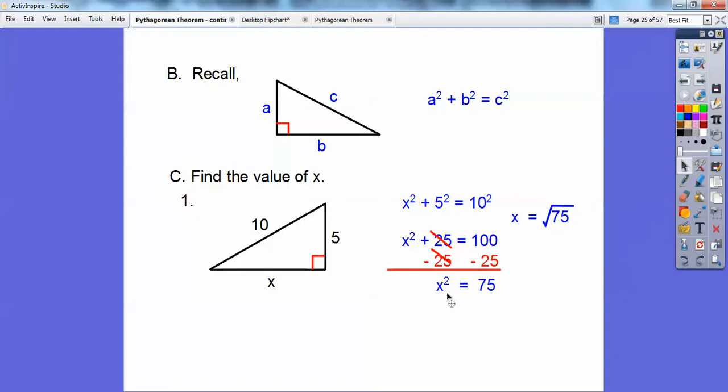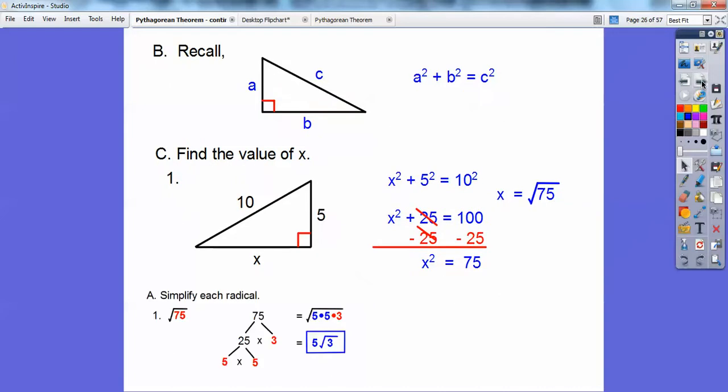What number squared is going to be 75? Whatever the square root of 75 is. We did that earlier in section A. The square root of 75 we got to be 5 root 3 because it was 5 times 5 times 3. So this is going to be the same, 5 root 3. So this side has length 5 root 3.